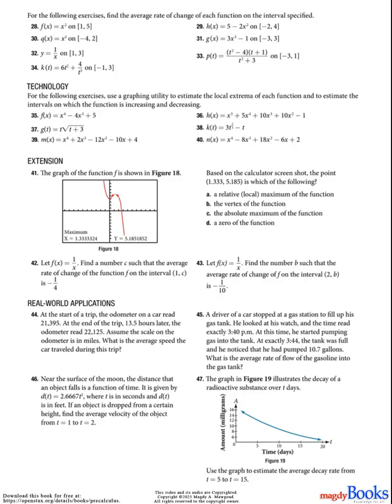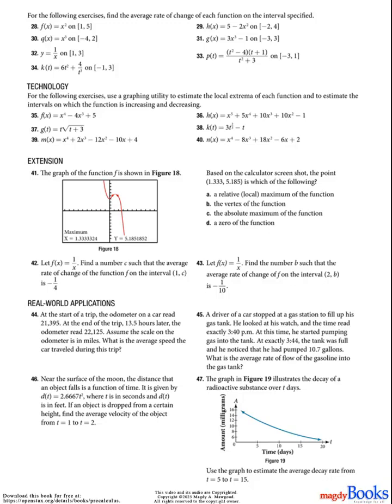42. Let f of x equals 1 over x. Find a number c such that the average rate of change of the function f on the interval (1, c) is negative 1 over 4. 43. Let f of x equals 1 over x. Find the number b such that the average rate of change of f on the interval (2, b) is negative 1 over 10.